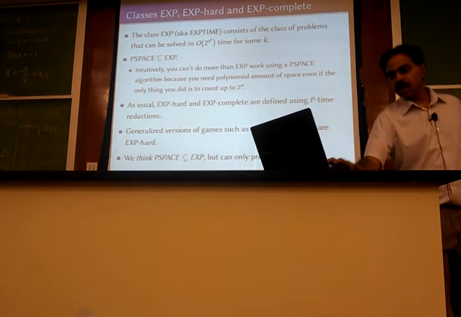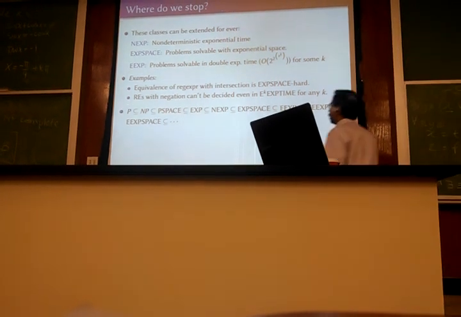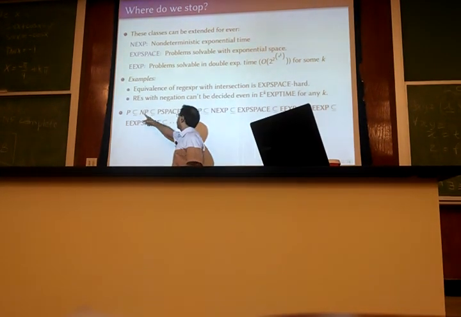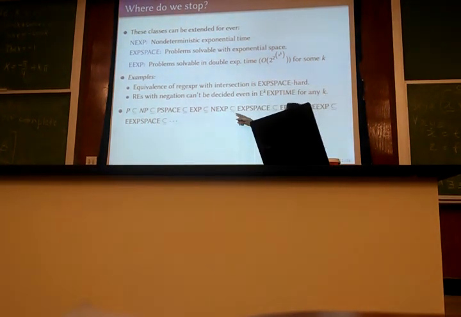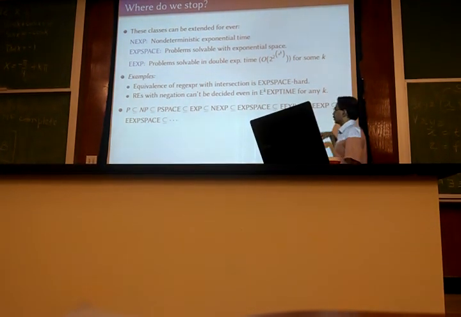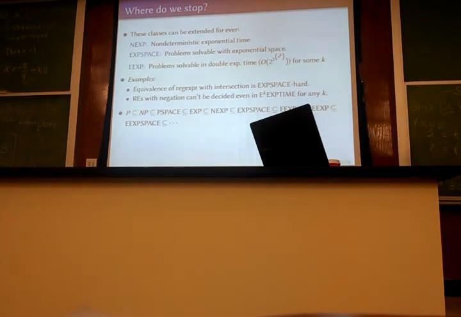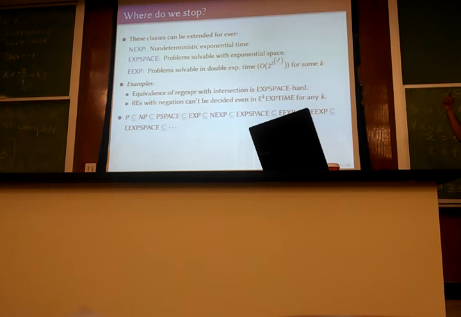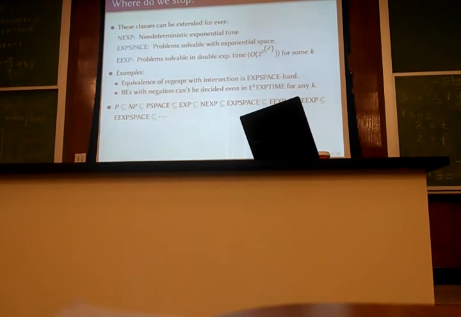So in general, we have this hierarchy of P, a subset of NP, a subset of p-space, a subset of exponential, a subset of non-deterministic exponential, a subset of exponential space, a subset of doubly exponential time, a subset of non-deterministic doubly exponential time. So obviously you can just keep building this.